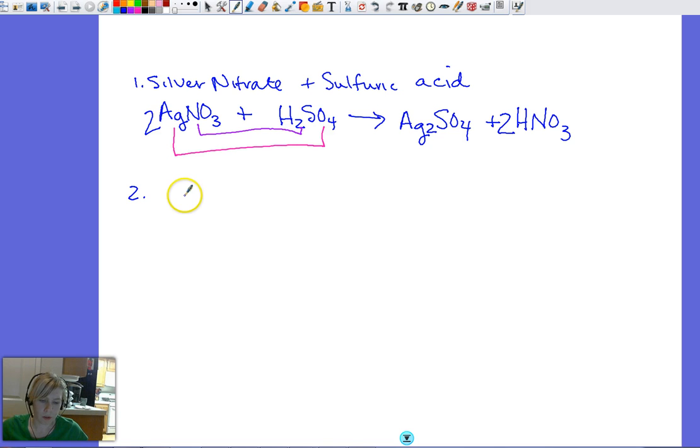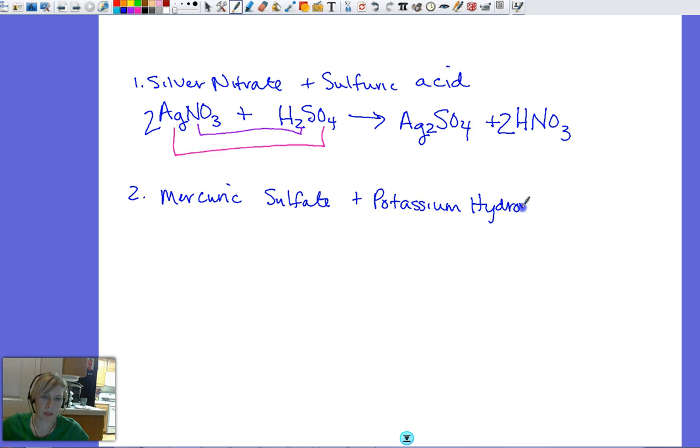Number 2, mercuric sulfate and potassium hydroxide. So mercuric sulfate and potassium hydroxide.